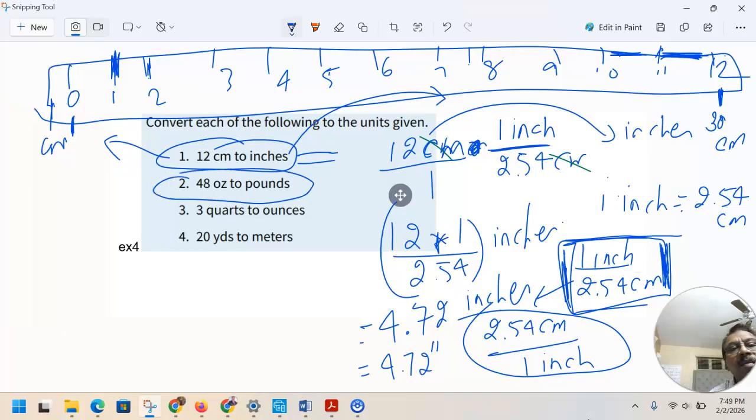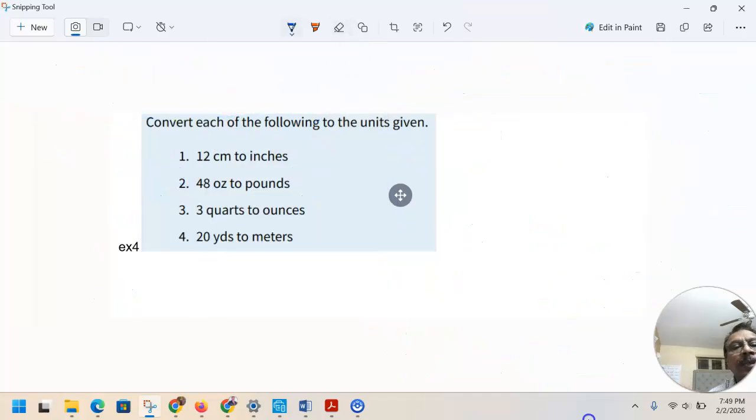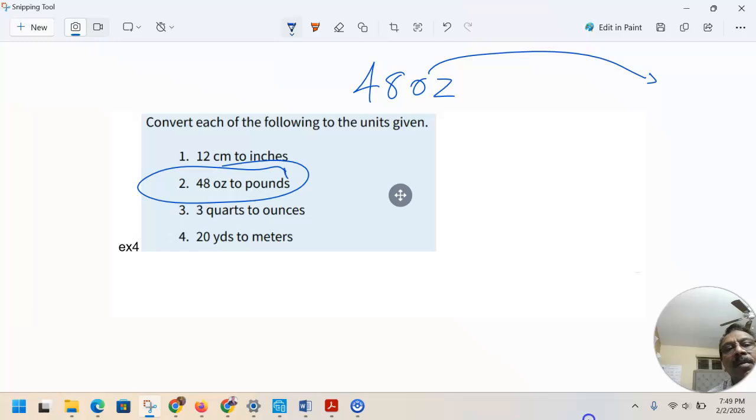The second question is asking you from 48. So let me wipe this off. So you start with 48 ounce and you want to change it to pounds. So you want to know how many pounds. So this is in pounds. So that means you start with this: 48 ounce, now multiply by 1.